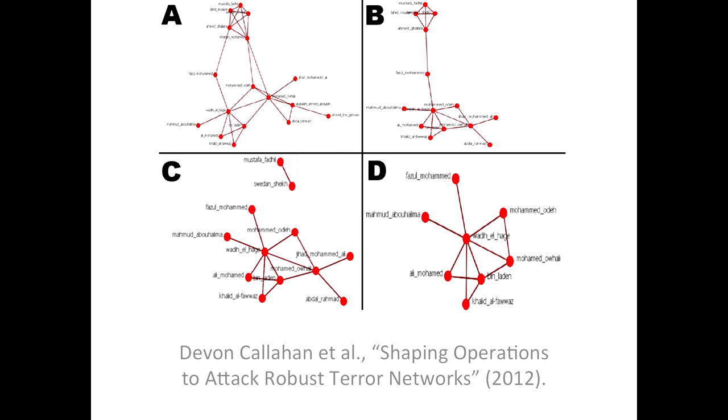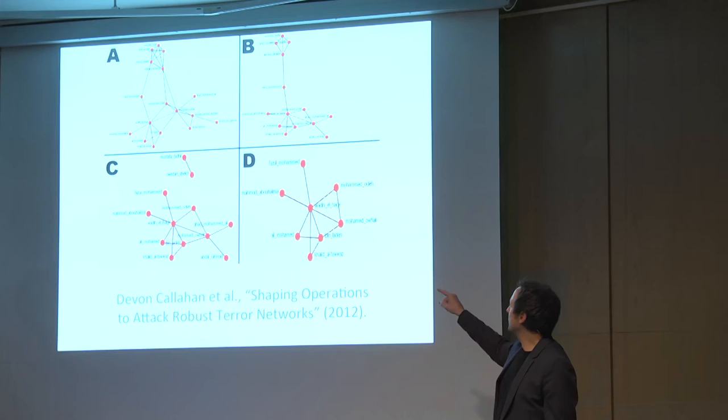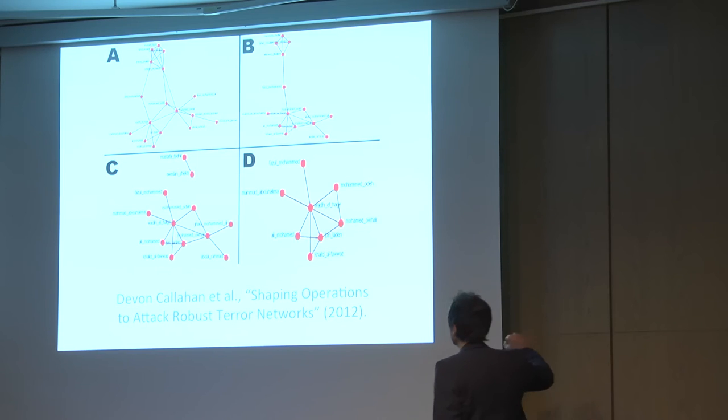And the idea is to render the graph more fragile by generating more centrality, by making it less distributed and more central. So basically, the algorithm tells you which nodes you need to attack in order to have a star-shaped network in the end, and then know who is actually the most important person in here.